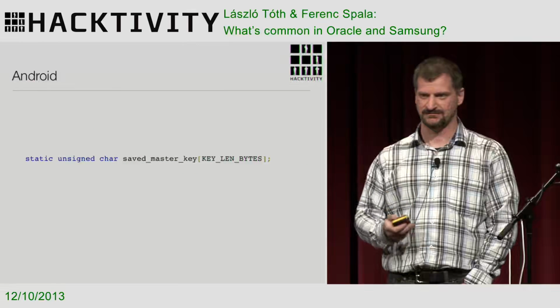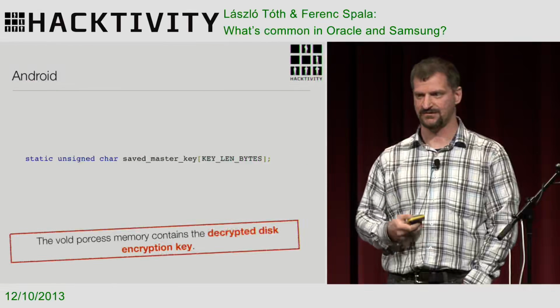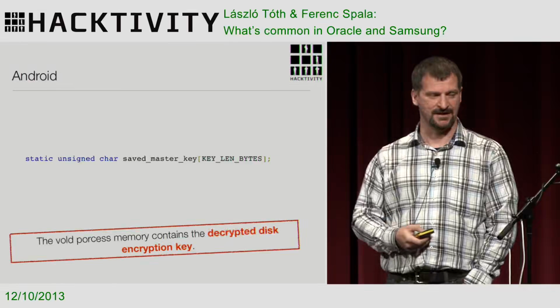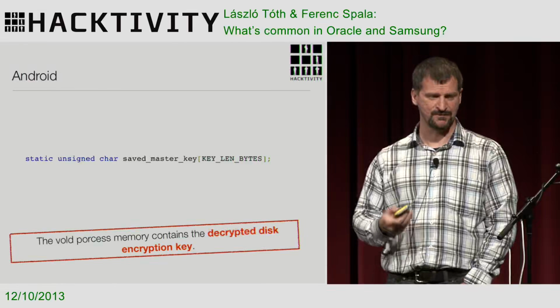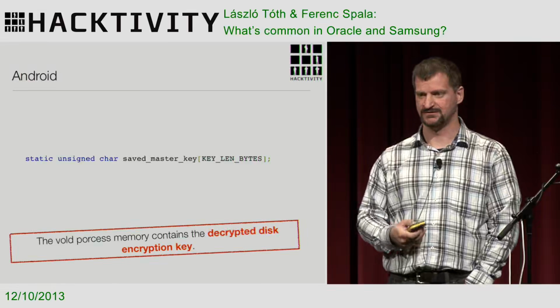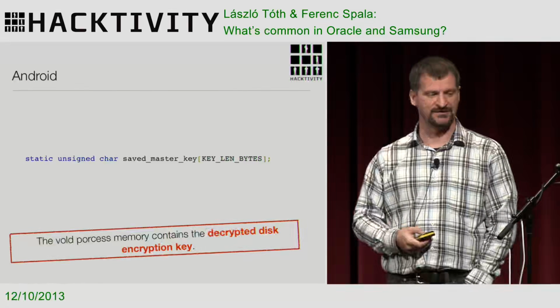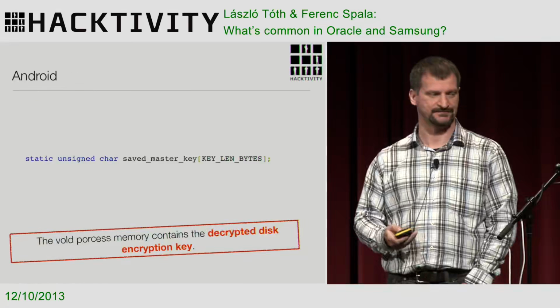Nice try, isn't it? But wait, we have a saved master key. Strange as it may seem, in the vold process memory you can find the cleartext encryption key. Fortunately, vold runs as root, so you need root privileges to dump this cleartext key.